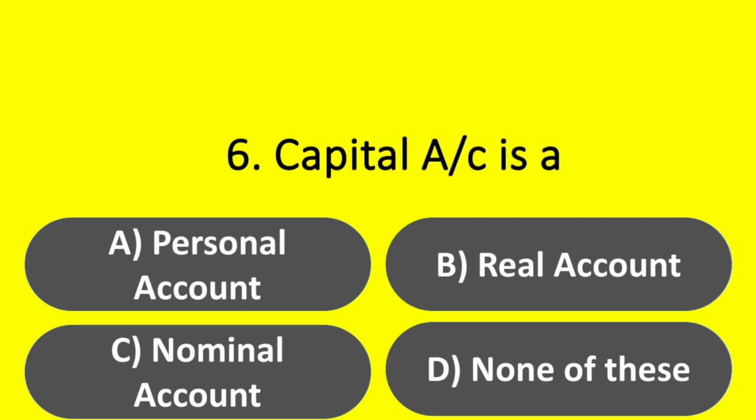Capital account is a option A personal account, option B real account, option C nominal account, option D none of these. Answer option A personal account.